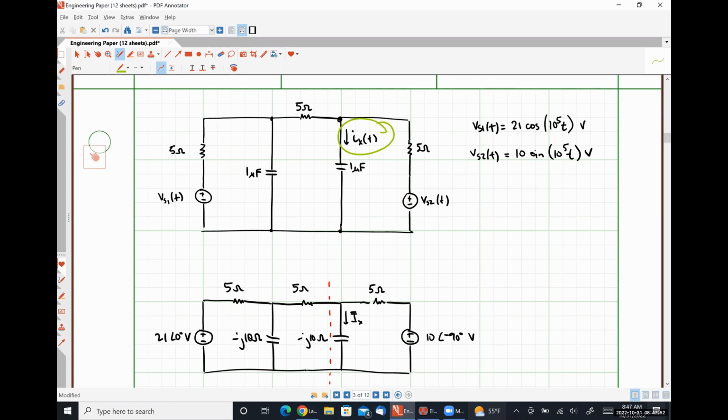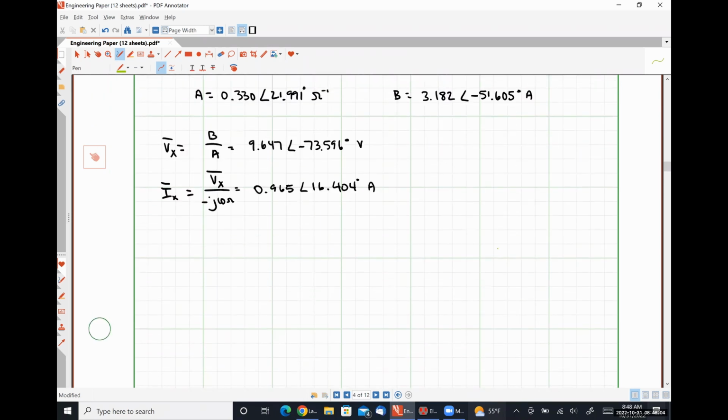Well, that conversion back is trivial. We know the magnitude, we know the phase angle, we know our angular frequency. So it's literally just plugging those things into our expression. So Ix of t is going to be 0.965 cosine of 10 to the 5 t plus 16.404 degrees.